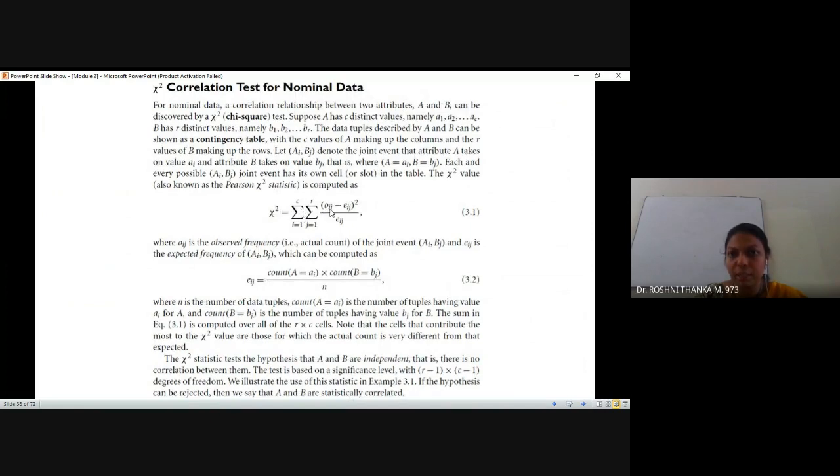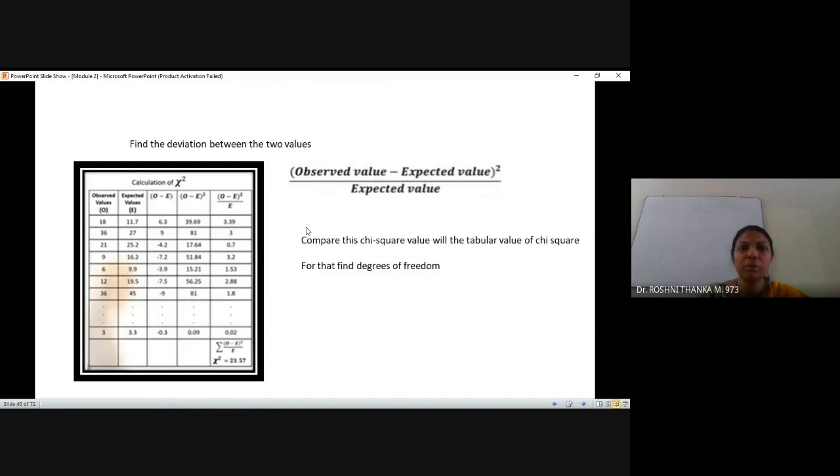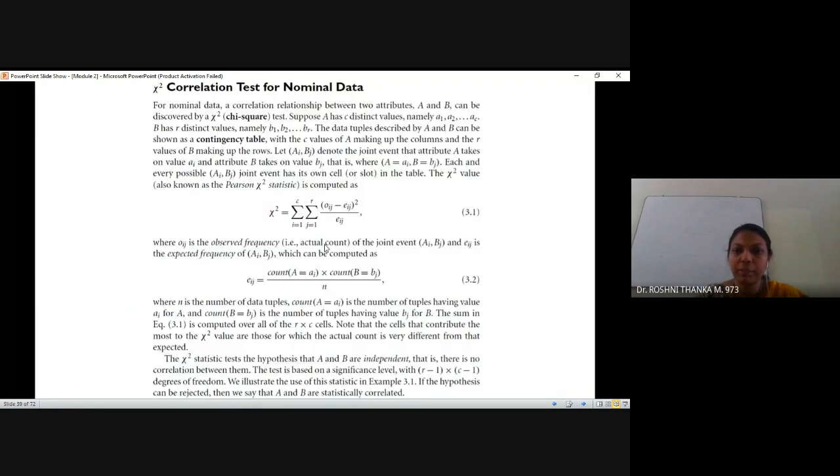What we found for each and every attribute value, we have to finally find the sum of all. So when we find the sum of all, we got 23.57. After this, we have to find the degree of freedom. So to find the degree of freedom, what is the formula? We have to find row minus 1 into column minus 1.